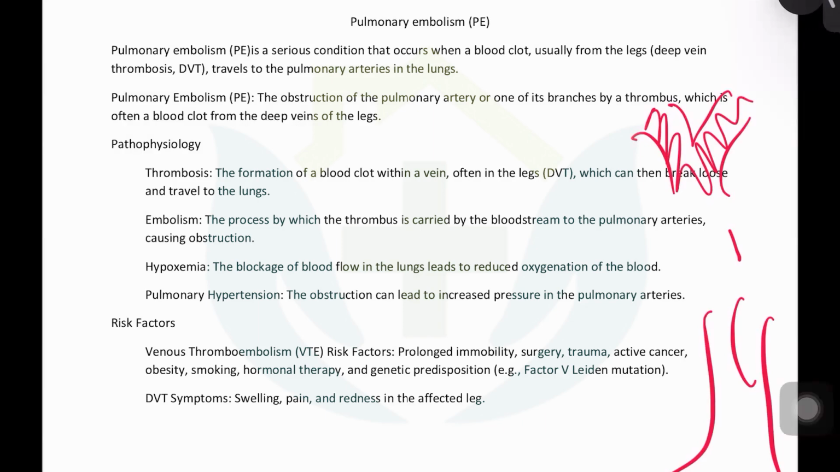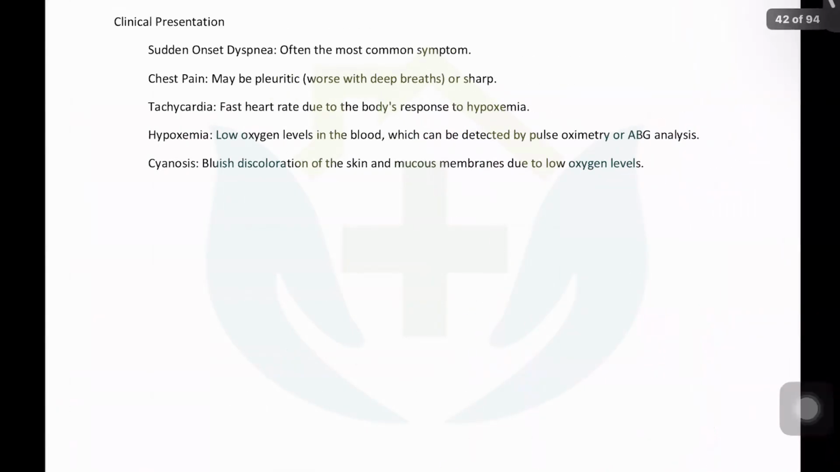And you should keep in mind the risk factors like prolonged immobility, surgery, trauma, cancers, obesity, history of smoking, hormonal therapy, travel history of more than 6 to 8 hours, genetic predisposition, presence or absence of SLE and other autoimmune conditions. Whenever you have a question where a DVT might be suspected, you should look for any features mentioned like swelling or pain or redness in the affected leg or affected arm.